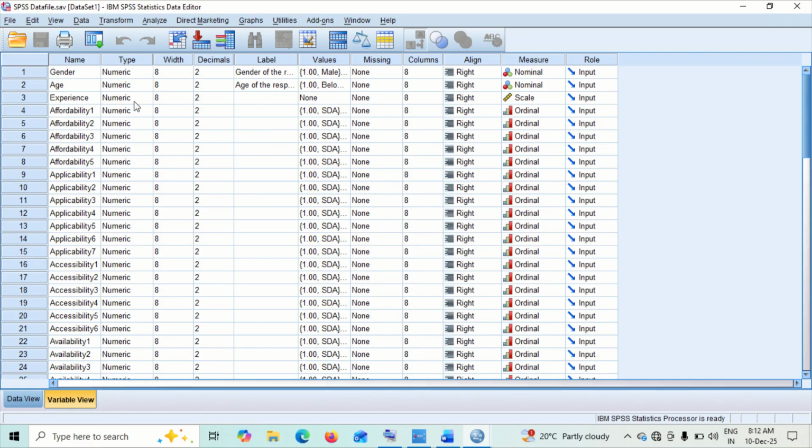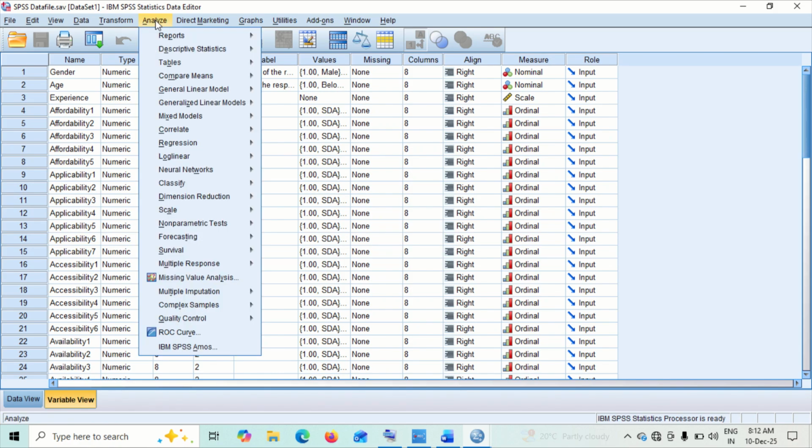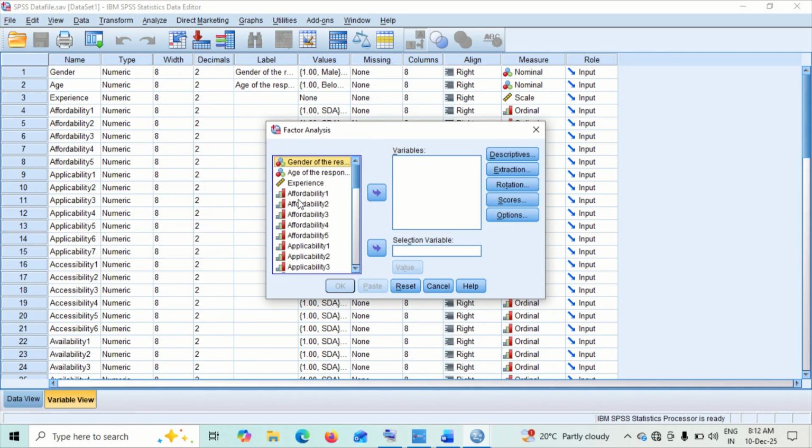Move to the steps. Analyze, dimension reduction, factor. From the left side, we have to select all the statements of all the components of adoption level. First, the affordability, all the statements are selected and moved to the right side. And regarding applicability, selected and moved to the right side.